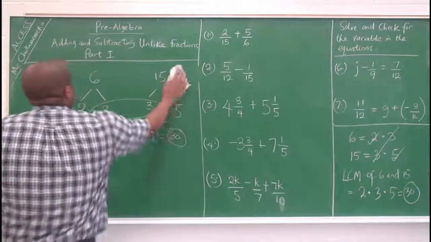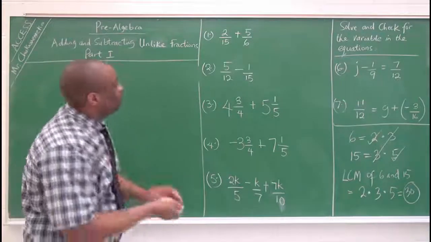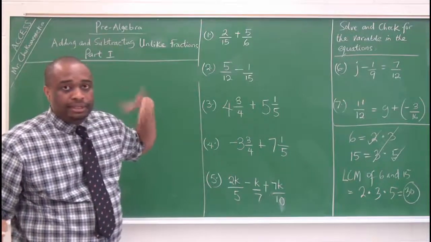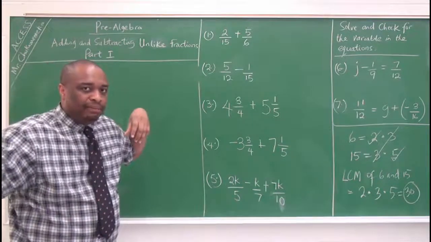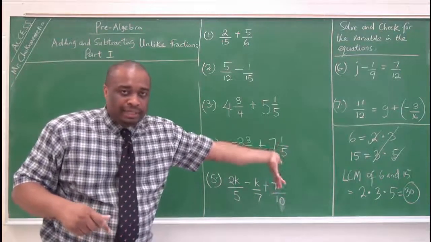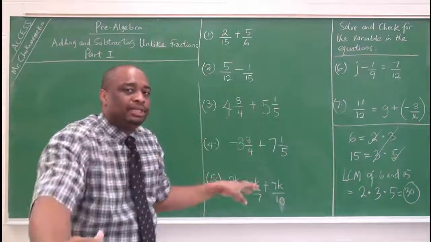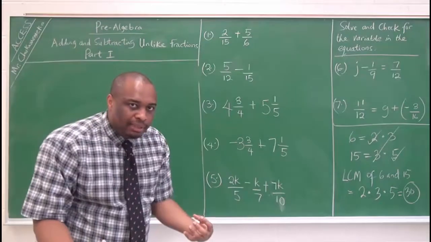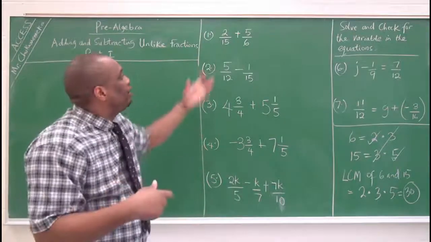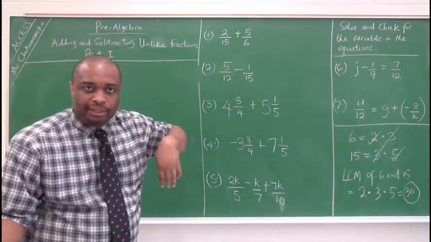Okay? Alright, so unlike fractions are converted to like fractions. How? By finding the least common denominator of the denominators. And how do you find the least common denominator of the denominators? Finding the prime factorization of those denominators. Okay, you find the prime factorization of the denominators. It gives you the least common denominator. Then, using the least common denominator, you can now convert these unlike fractions to like fractions.